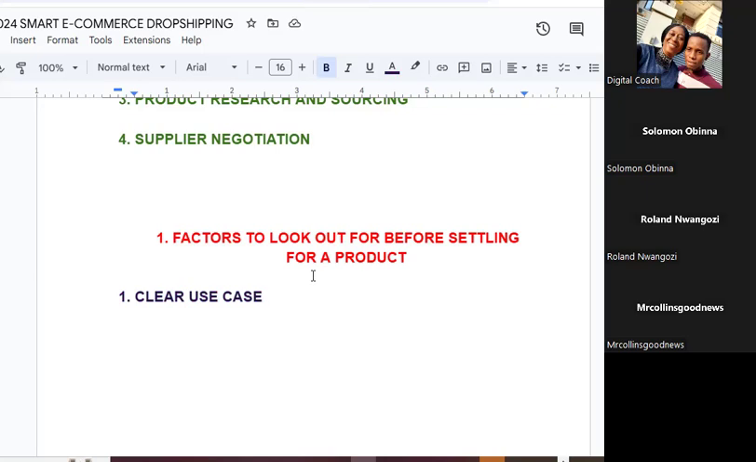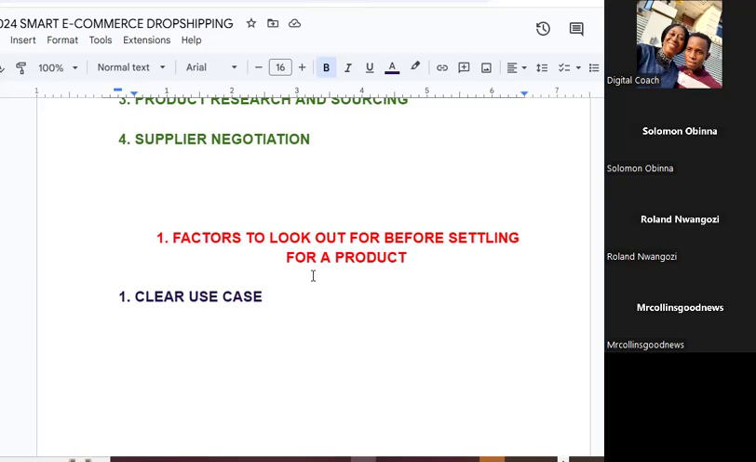For instance, if you see a knife, you know what the knife is used for. You don't need to be lectured before you know what a knife will be used for. If you see a plate, you know what a plate will be used for. You don't need a lecture. The same thing, any product you're going to sell should have a clear use case. Number two, it should not be readily available in local stores.